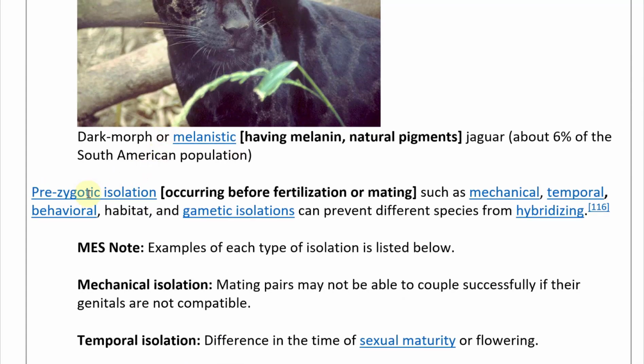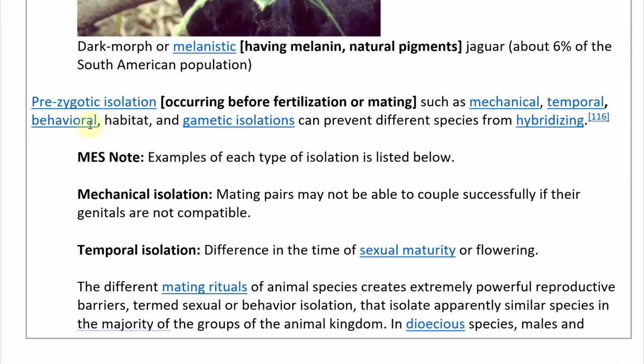So now let's look at types of isolation. So pre-zygotic isolation. This is occurring before fertilization or mating, such as mechanical, temporal, behavioral, habitat, and gametic.